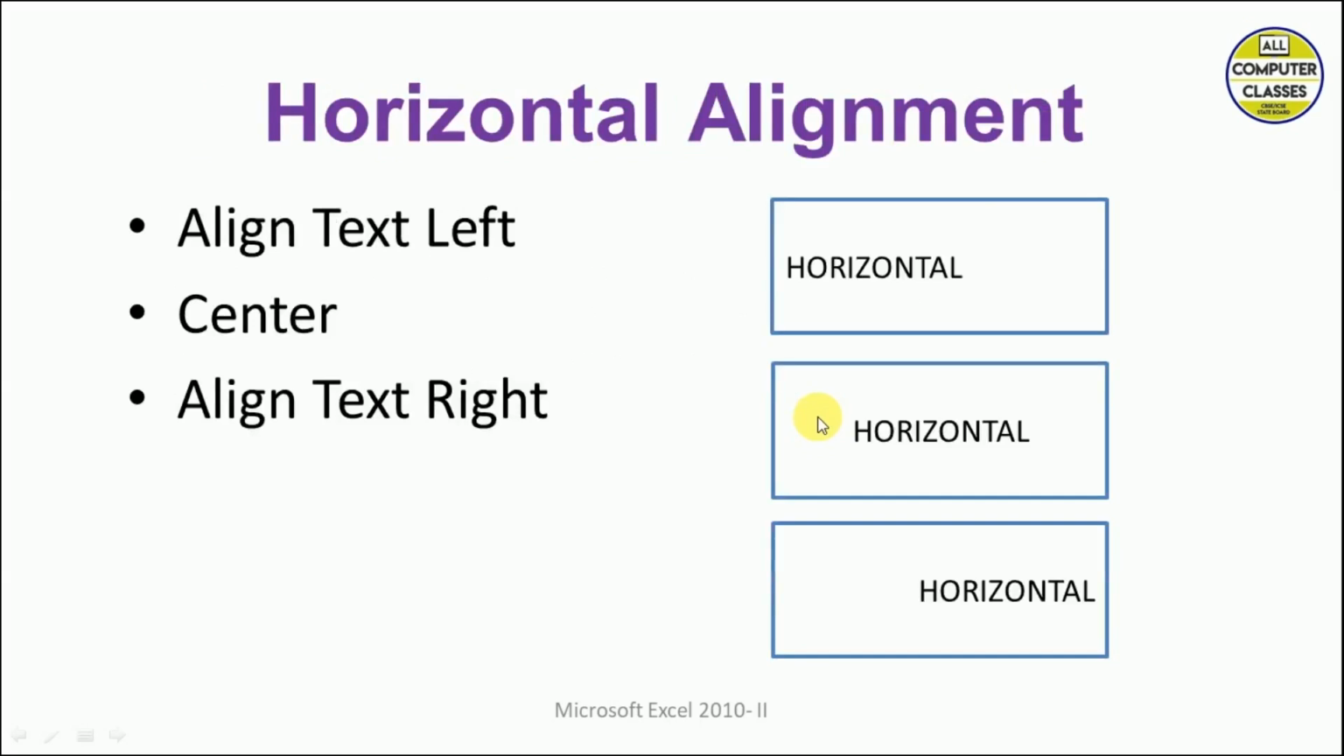So what is a horizontal alignment? Horizontal alignment is of three types, that is aligning text left, center and aligning text right. So you can see we have three cells here. This is left aligned, this is center aligned, and this is right aligned, right? So horizontally it works, right?